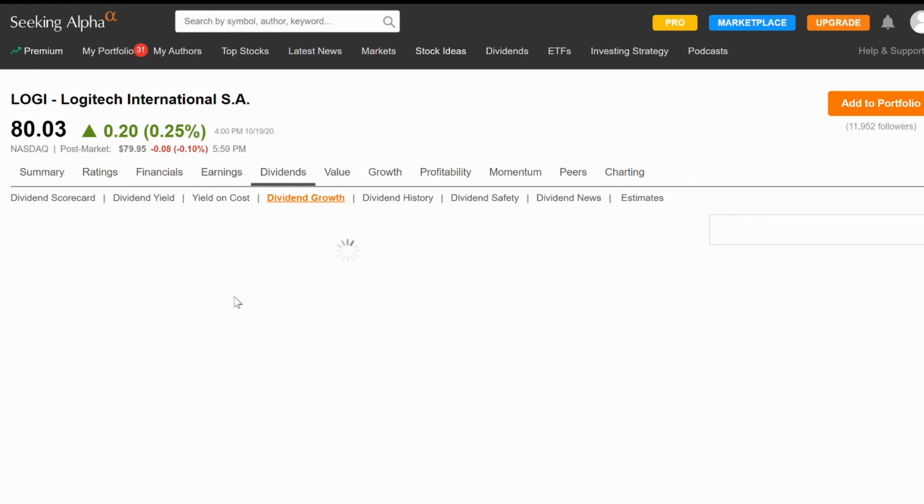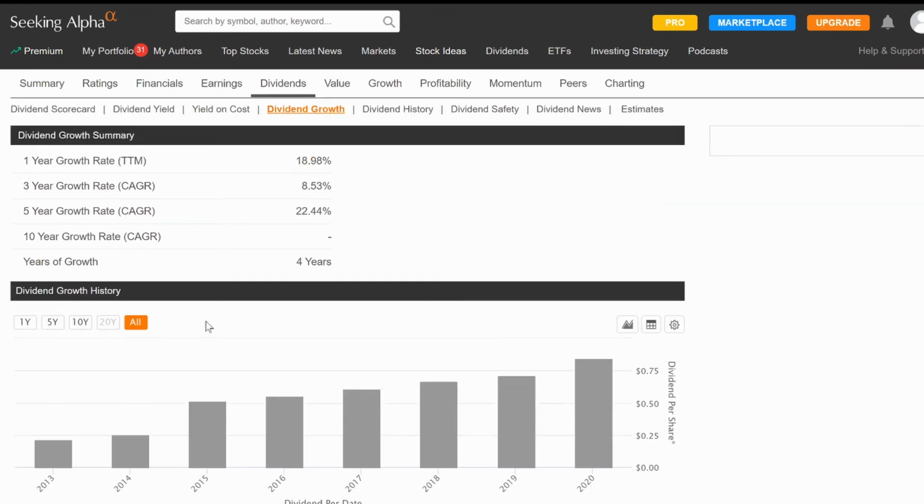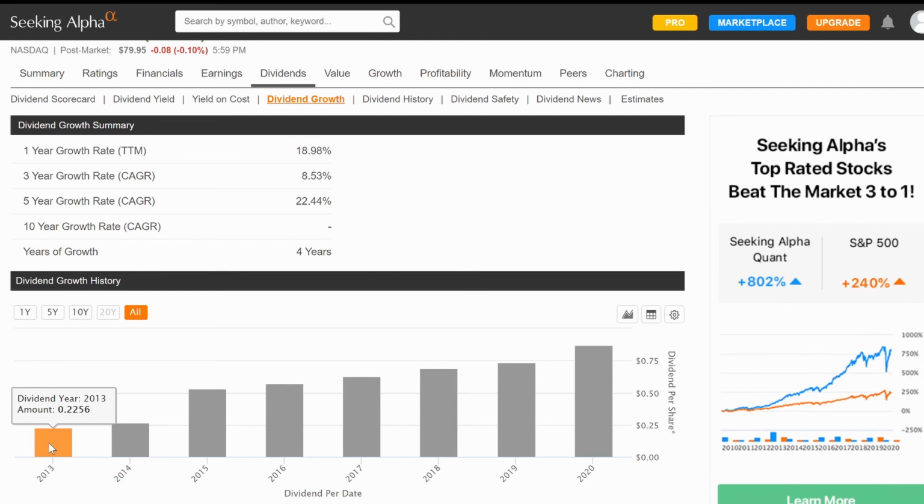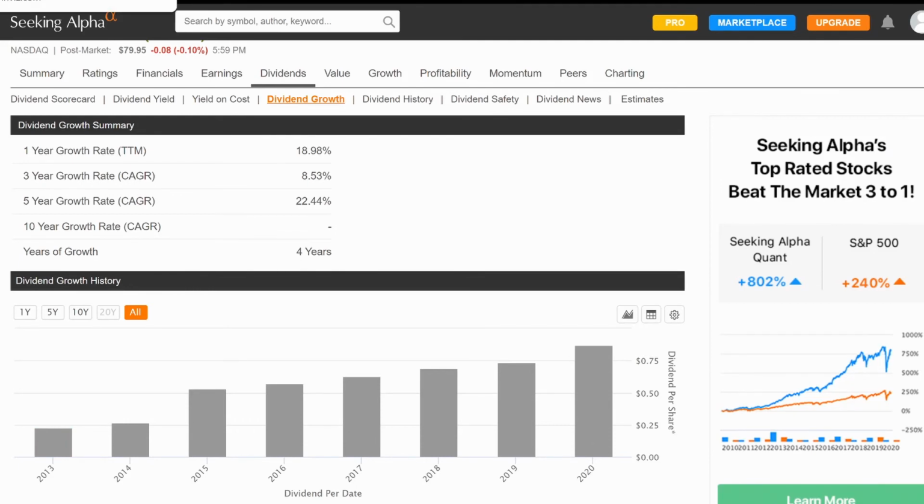Let's go to dividend growth. And it's been paying since 2013. So this is like the start. This is the start of the company's growth. And because its payout is so small, only 35%, it has so much room to not only grow as a company, but then grow its dividends over the course of a long run. So that would be a perfect company, in my opinion, to invest in for a dividend paying stock.